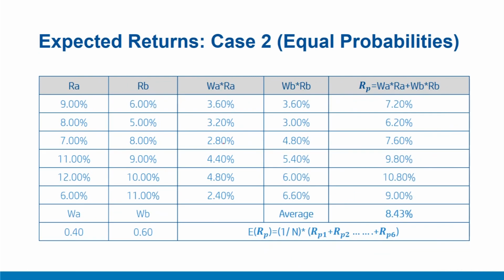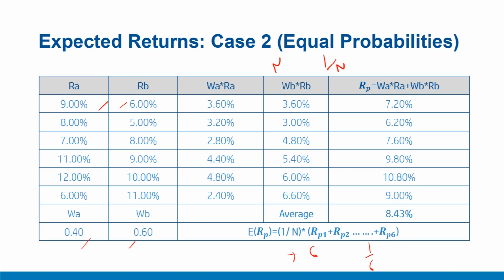Let us consider another case where all the possibilities are equal. That means all the scenarios have equal probabilities, and if, let's say, we have n possible scenarios, then each scenario will have 1 upon n probability. In this case, since we have 6 possible scenarios, each scenario will have 1 by 6 probability. And therefore, to start with, we have the corresponding returns.